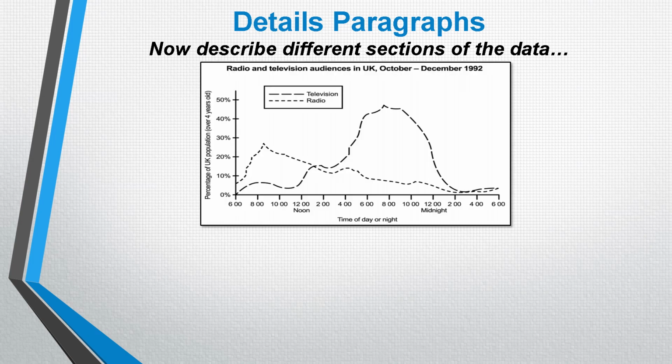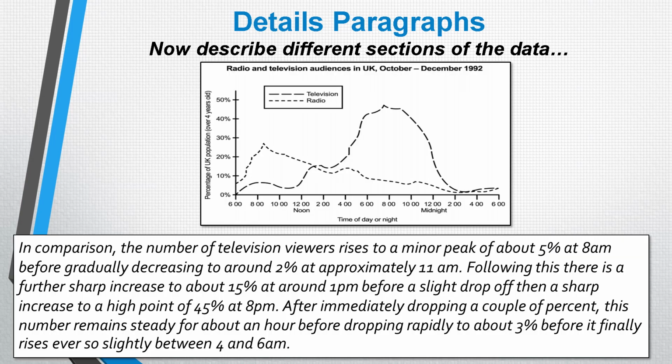And this second details paragraph reads, in comparison, the number of television viewers rises to a minor peak of about 5% at 8 a.m. before gradually decreasing to around 2% at approximately 11 a.m. Following this, there is a further sharp increase to about 15% at around 1 p.m. before a slight drop-off, then a sharp increase to a high point of 45% at 8 p.m. After immediately dropping a couple of percent, this number remains steady for about an hour before dropping rapidly to about 3% before it finally rises ever so slightly between 4 and 6 a.m.